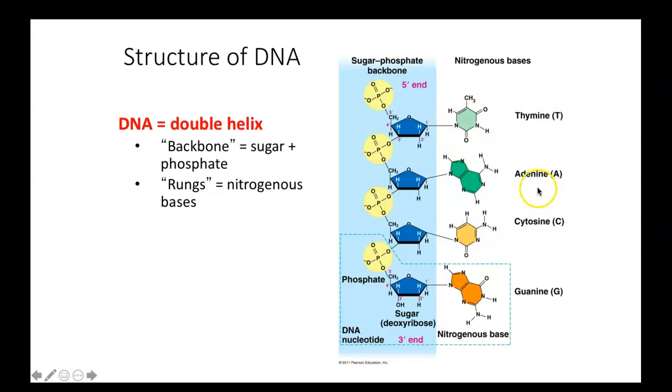And these are the 4 different options for nitrogenous bases. So these are the 4 different types of nucleotides. They are bonded together here. So you can see the sugar and the phosphate. So these are 4 nucleotides bonded together, making up a strand of DNA. And so the backbone of DNA is the phosphate and sugar.